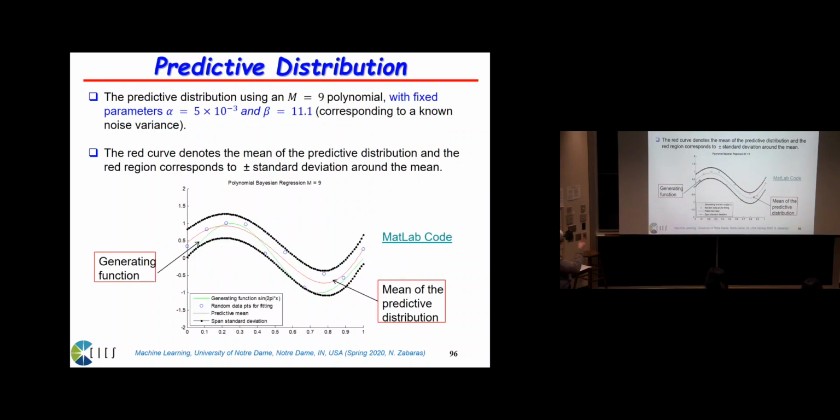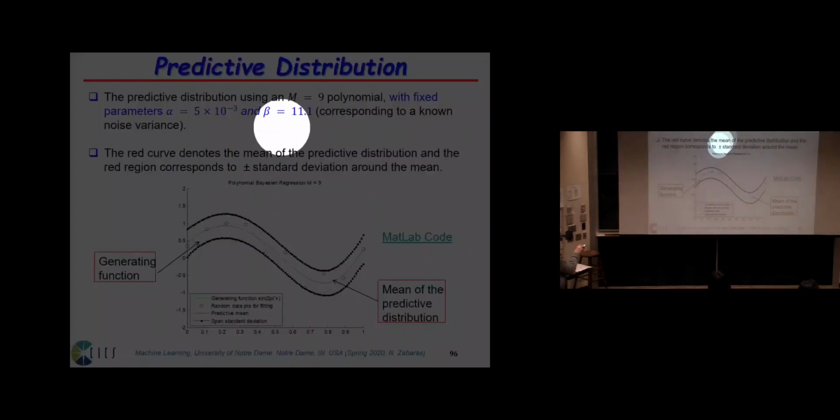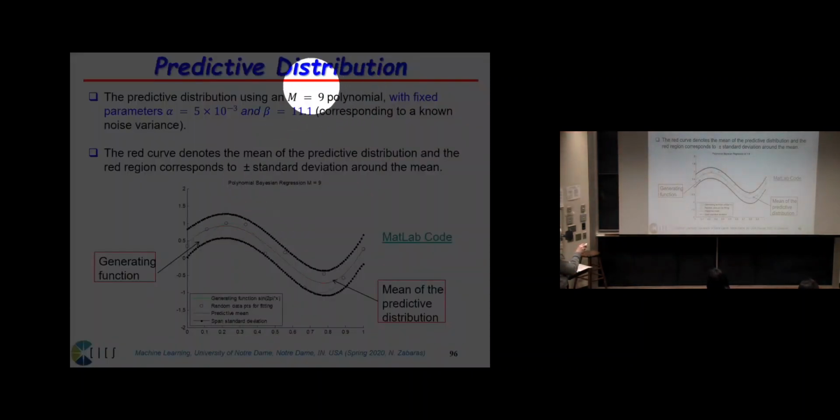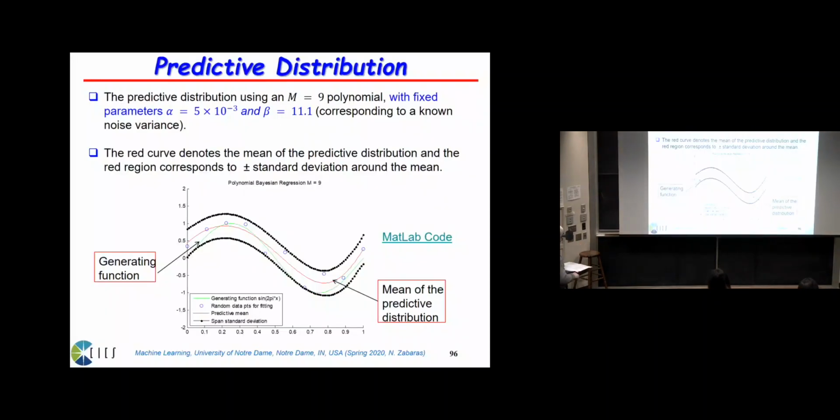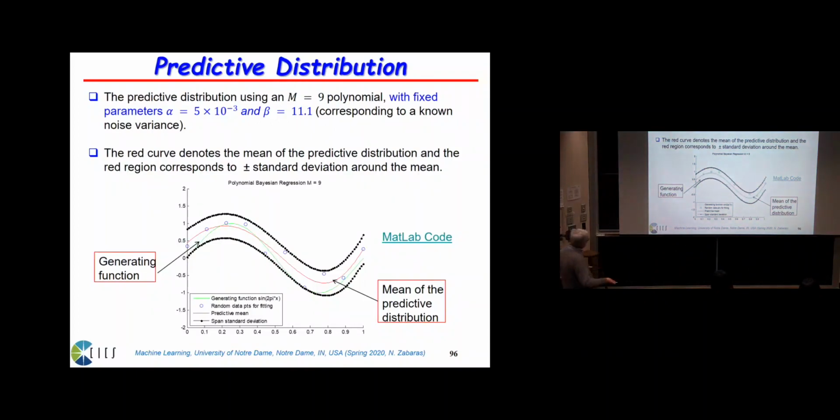So before, let's say we compute it for a given, so if you use an nth order polynomial to fit this data, and you fix the parameters alpha and beta, as we discussed, you compute the posterior, you compute the predictive, and here is how the results look like. These blue lines are my training data.